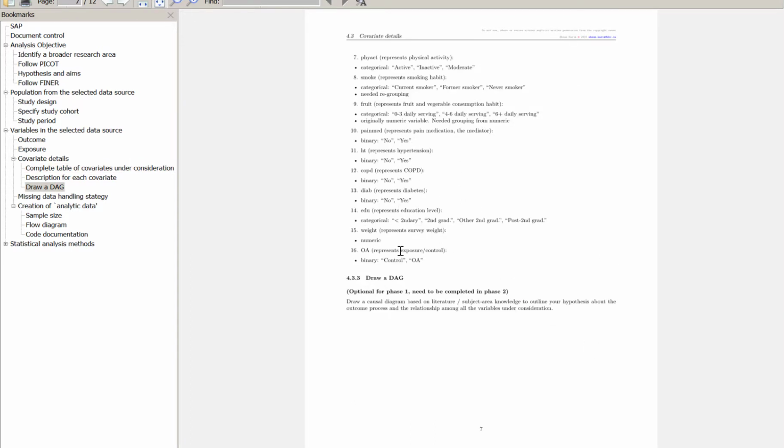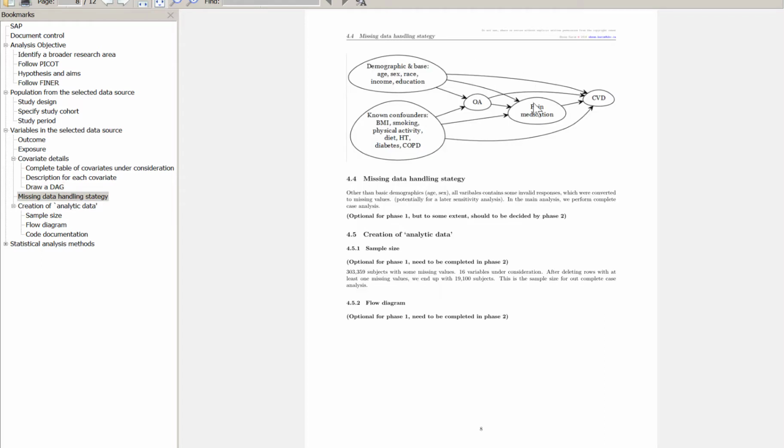So you can see I have listed all of the categories specifically. I have also provided a DAG where I show the relationship between the exposure variable and the outcome variable. I also talk about what I will do with the missing values if there is any missing value. Then I talk about specific sample sizes and I present them in a flow diagram.